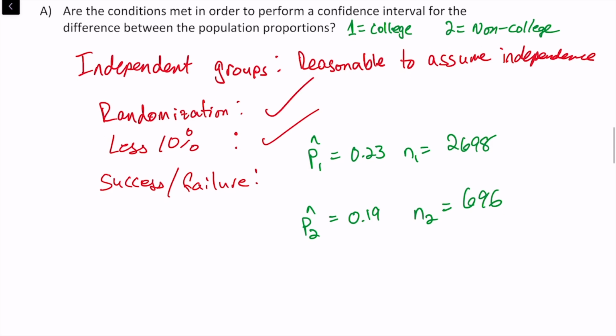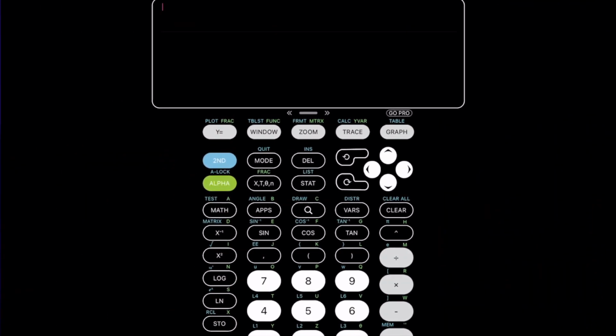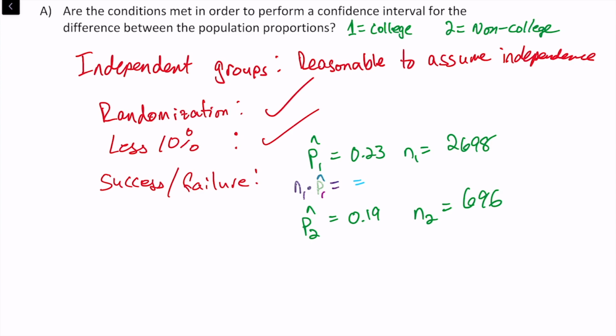And we can certainly see that's going to be the case here, right? So what we'll do is N1 times P1 hat. So we're going to take 2698 times 0.23, and we get 620.54. I'm just going to round that up to the nearest whole number. So that's approximately 621. Remember, this is the number of successes.